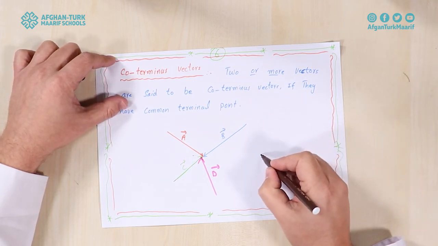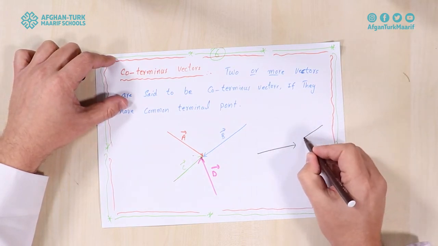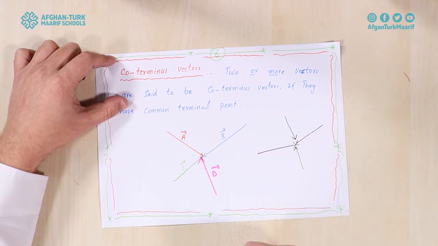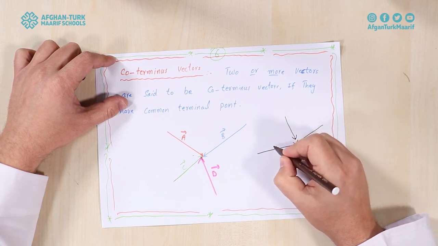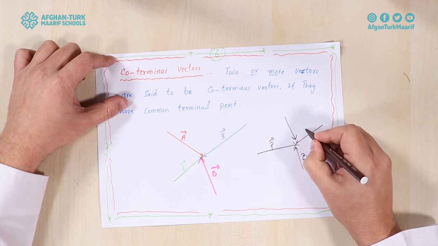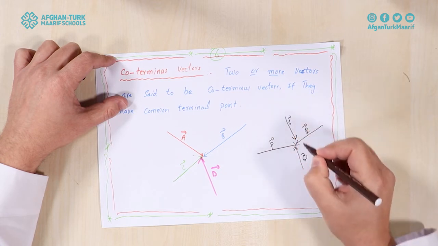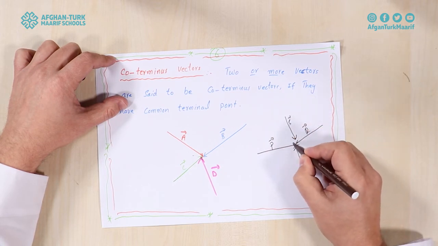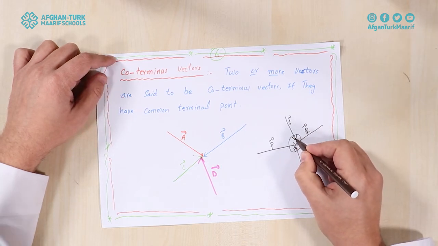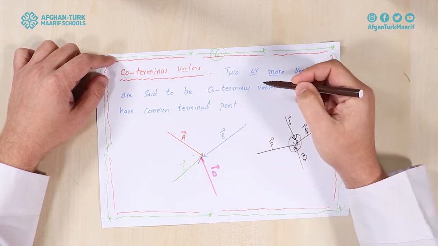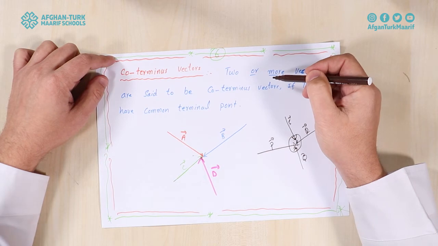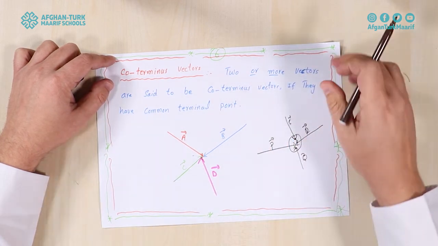How? If we have this vector, another one is this vector, the third one is like this vector, and this is the next vector. For example, this is P vector, this is Q, this is R, and this is S. But the head parts of all the vectors are combined at the same point. So this type of vector is called coterminous vector. Coterminous or terminus means finishing point or terminal.